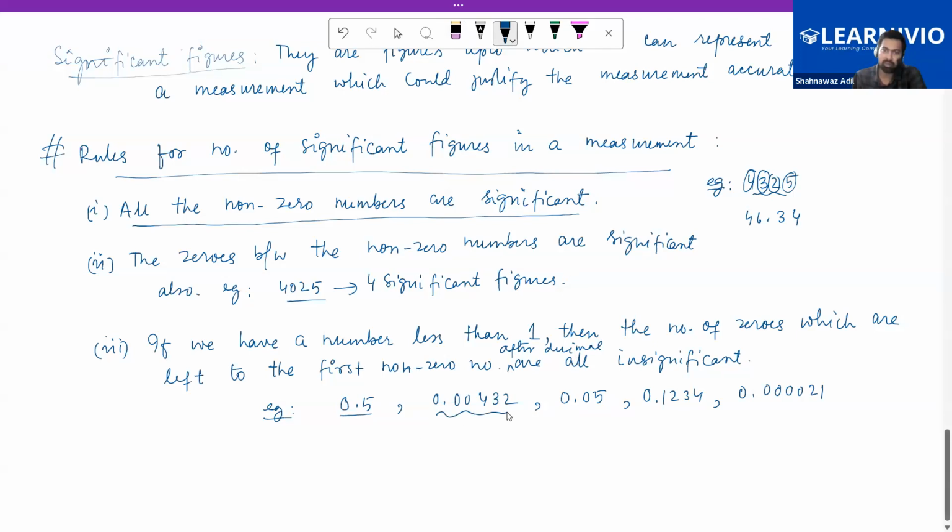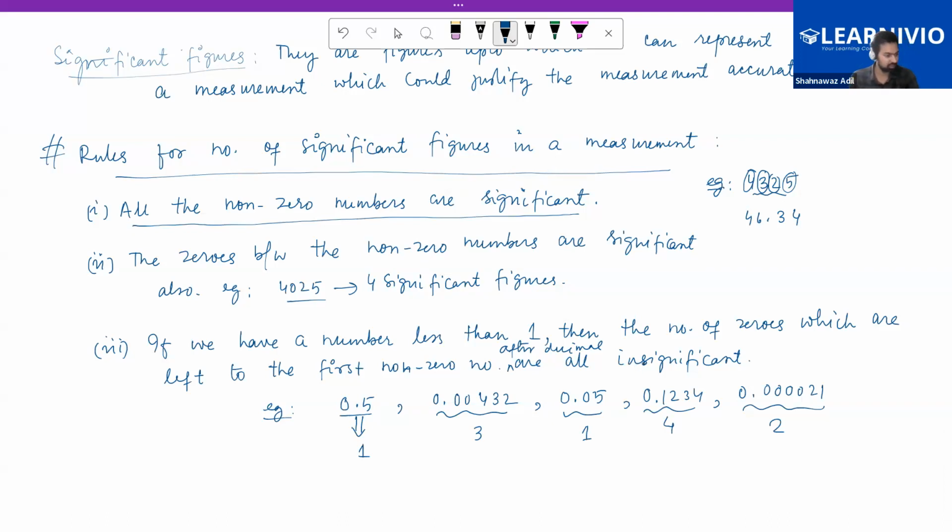So in this one, how many significant figures do I have? 1. In this one? 3. In this one? 1. In this one? 4. And in this one? 2. So this is how I count the significant figures, right?